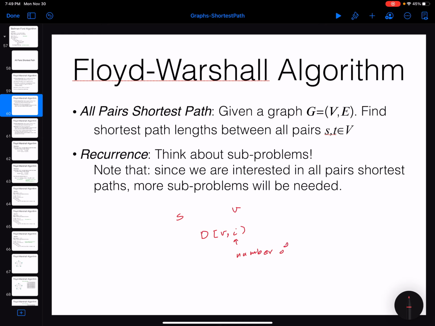The number of edges, the number of arcs. The reason was that S is fixed. So in this table, I just need to represent V, the other side of the path, different nodes for V, and the number of edges.